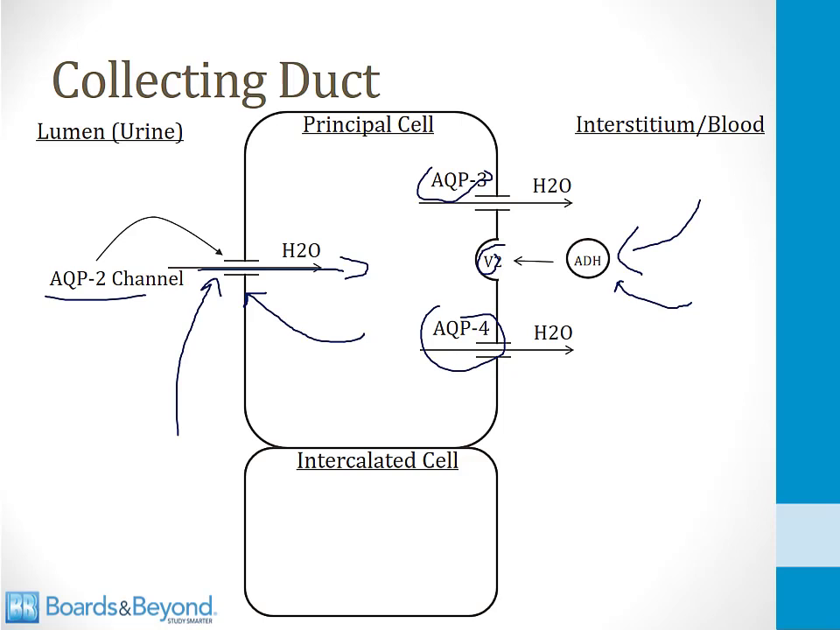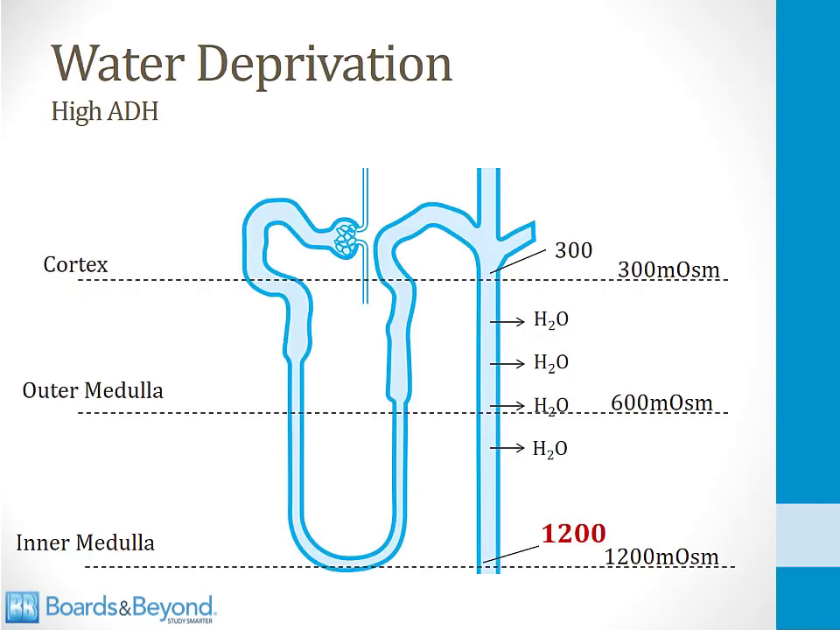So the collecting duct can basically be completely permeable to water or completely impermeable to water. It all depends on the effects of ADH. So let's imagine that you are water deprived.